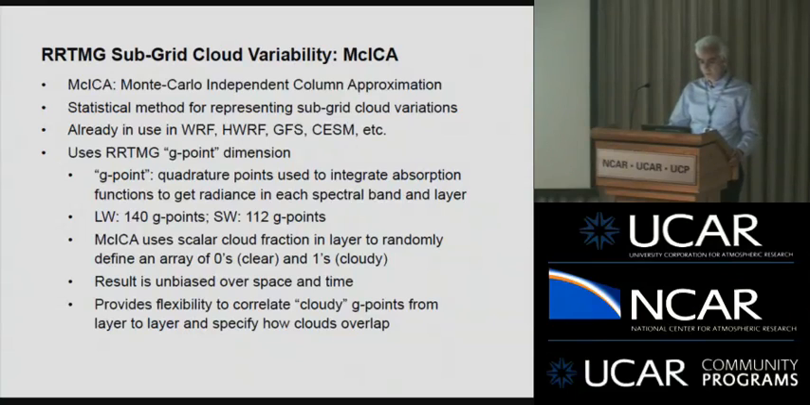So what this does do is provide you the flexibility to correlate the cloudy g-points from one layer to the next. You now have this long array of zeros and ones. As you go from layer to layer, you have to decide how the cloudy g-points correlate with the layer above. And that's where the cloud overlap comes in.